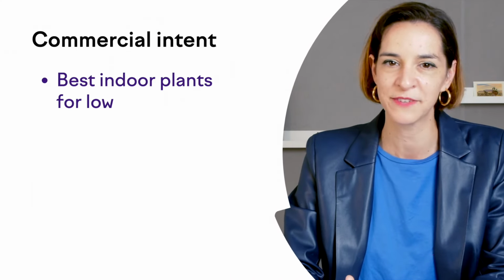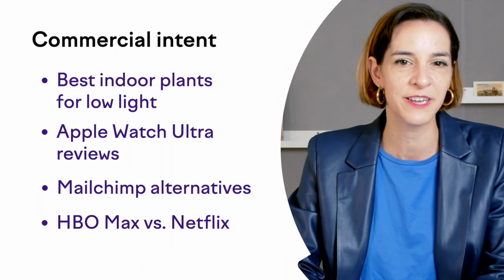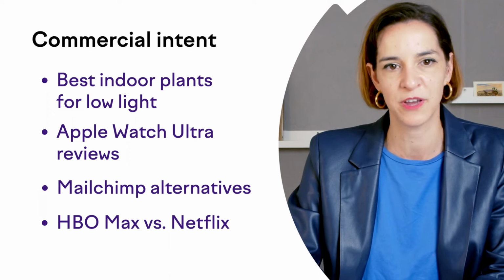Okay, the third type of search intent is commercial. Commercial search intent includes keywords your audience uses when they're doing their research before an actual purchase. Commercial intent lies somewhere between informational and transactional intent. The user is looking for information, but the information is very closely connected to an action. Best indoor plants for low light, Apple Watch Ultra reviews, MailChimp alternatives, and HBO Max versus Netflix are all examples of keywords with commercial intent.